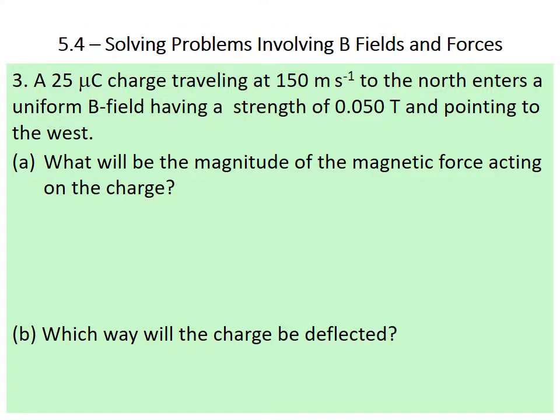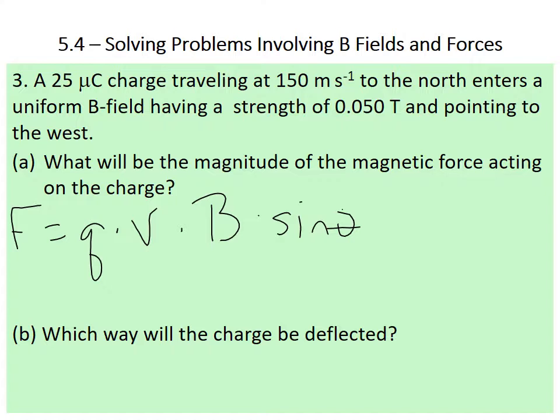All right, question number 3. A 25 microcoulomb charge traveling at 150 meters per second to the north enters a uniform B field having a strength of 0.05 Tesla and pointing to the west. What will be the magnitude of the magnetic force acting on the charge? So we are going to use the equation from topic 5.4 for a charge moving in a magnetic field. F is equal to Q times the velocity times B times sine theta. And we need to figure out what is the angle between the B field and the velocity.